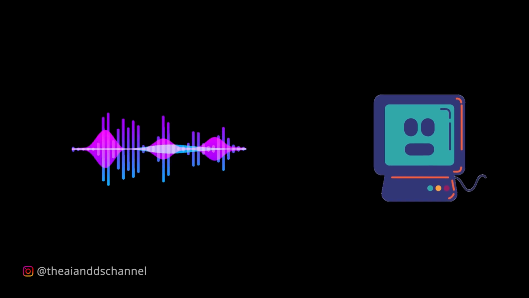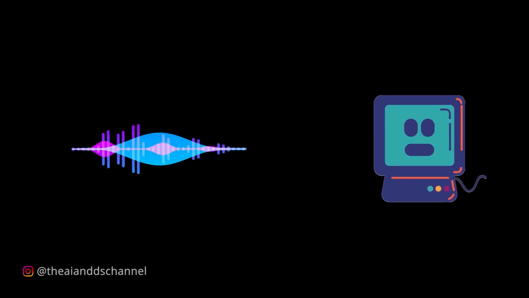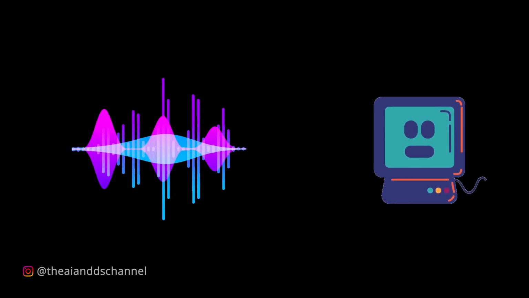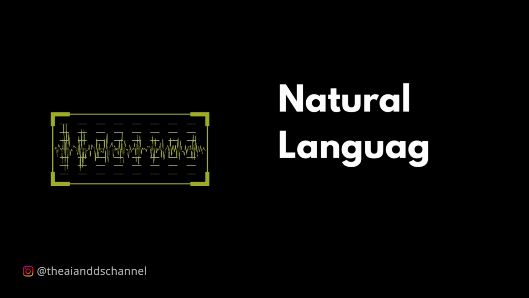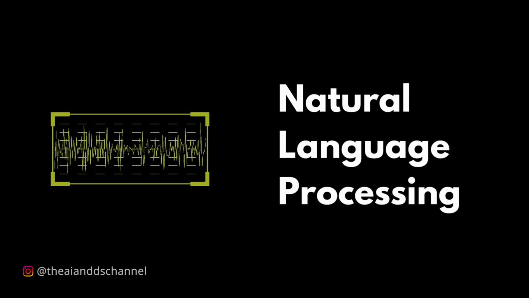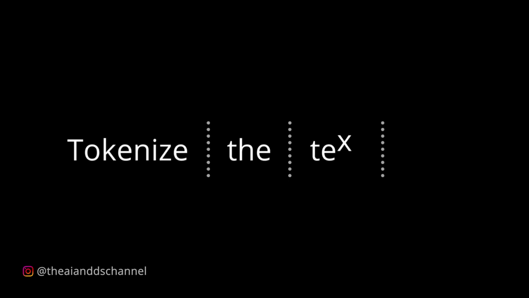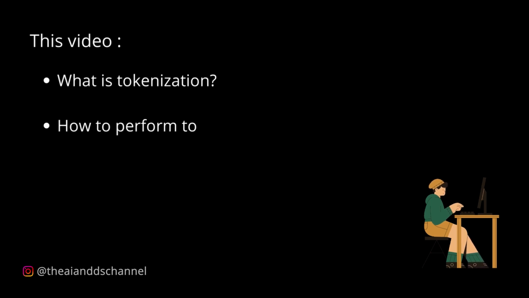Have you ever wondered how computers understand and process large amounts of natural language data? Well, what if I told you there is a branch of artificial intelligence that focuses on giving computers the ability to understand text and words in the same way as humans can? This field of artificial intelligence is known as natural language processing. And one of the first steps that you do in any natural language processing task is to tokenize the text data. So in this video, I'm going to explain about tokenization and demonstrate using Python code how to perform tokenization.